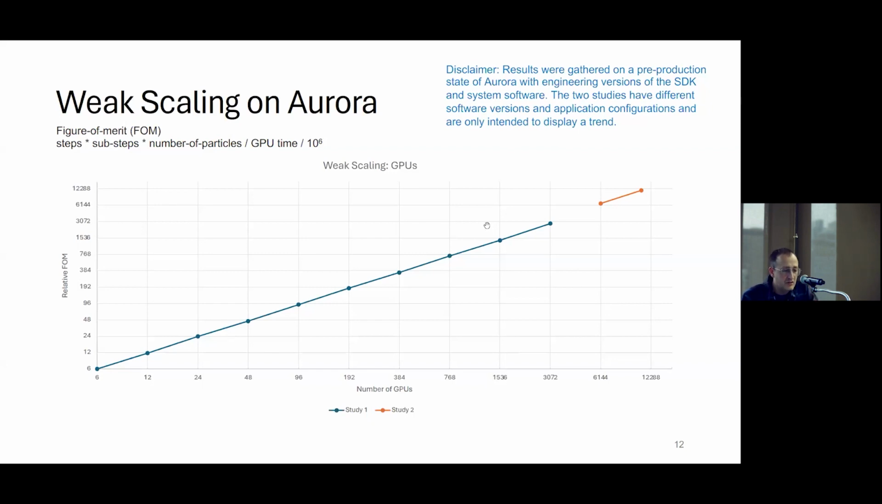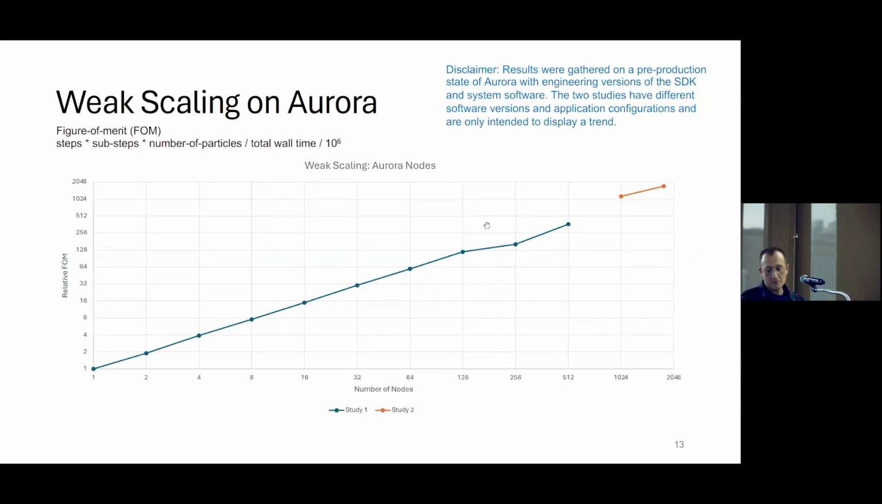What we're seeing here is a figure of merit with the number of steps times the number of sub-steps and the number of particles, which is basically the particle throughput per second. We're showing a relative figure of merit improvement to demonstrate scaling, and we achieve quite nice scaling. Just a disclaimer, this is a pre-production state of Aurora. And this is two studies, two problem configurations that are very similar but still somewhat different. That's why we have a disconnection in that scaling plot.